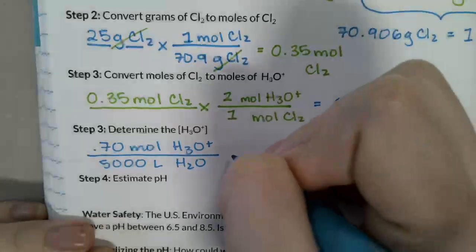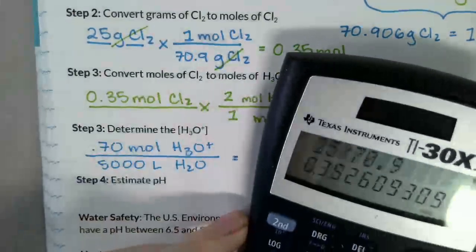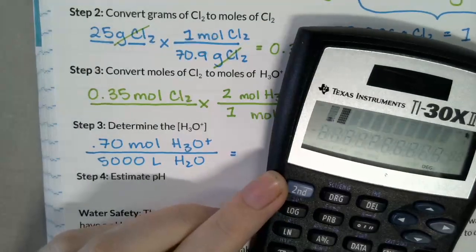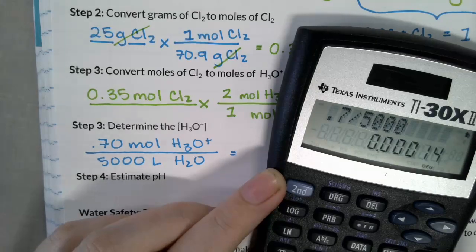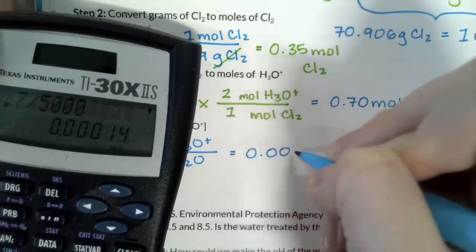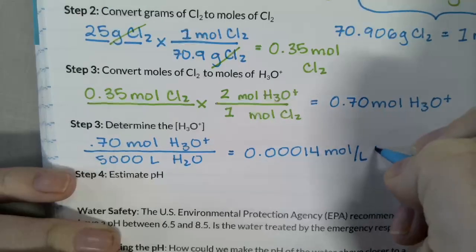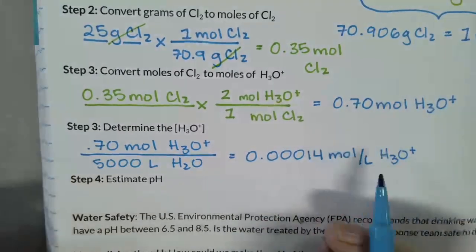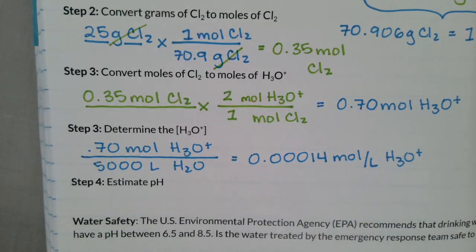So, if we do this math, this is going to give us moles per liter, which is perfect because that's what concentration is measured in. So we're going to do 0.7 divided by 5,000 liters, and we get 0.00014 moles per liter of H3O+. We could have just written capital M. That's the same as moles per liter. That is not a lot of H3O+. That's very, very little. The question is, is it too much?